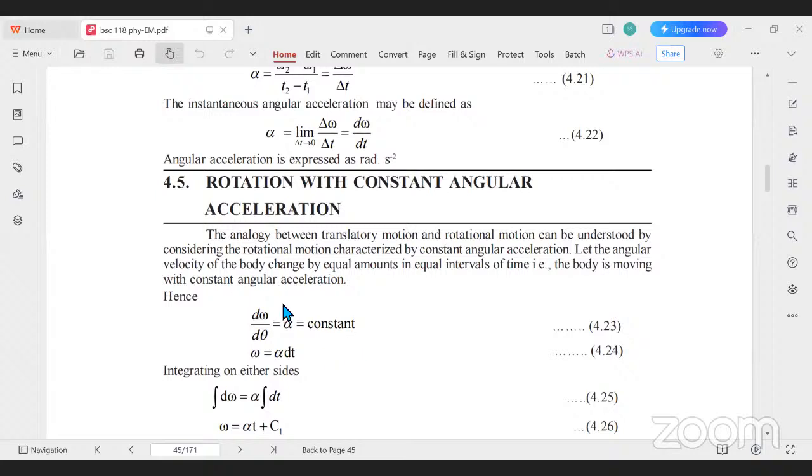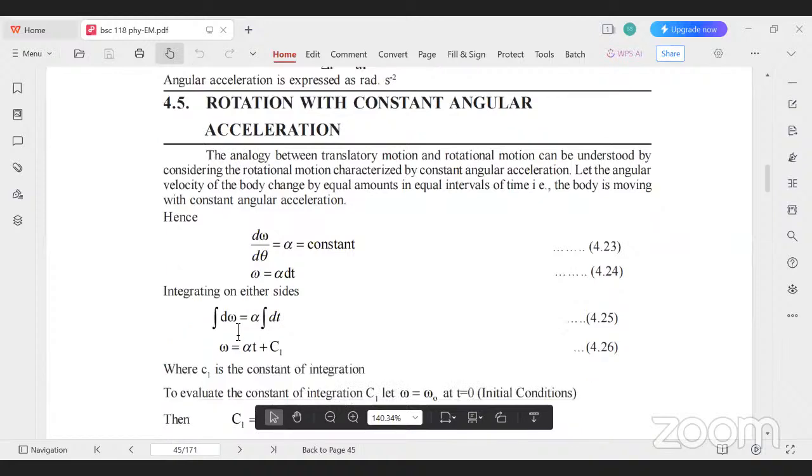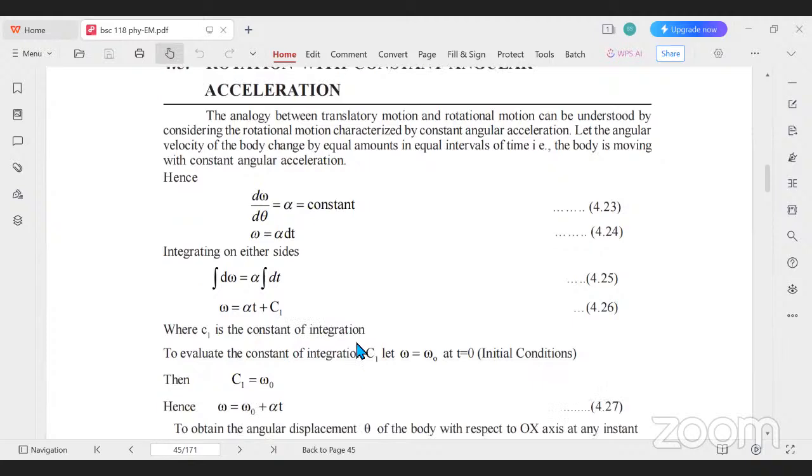So we need to remember, we know that acceleration, d omega by dt, is equal to alpha, which is constant. So d omega is alpha dt. Integrating on either side, we get integral of d omega is equal to alpha times integral of dt. So omega is equal to alpha t plus c1, where c1 is the constant of integration. Mathematically we are calculating to find velocity, distance, displacement, and angular velocity, angular displacement, and angular acceleration.